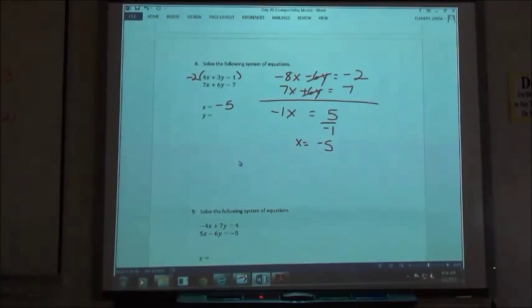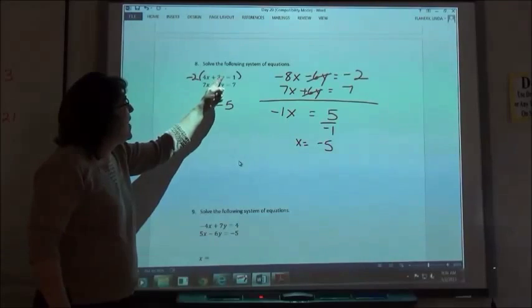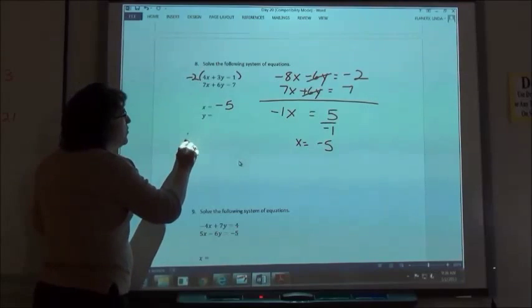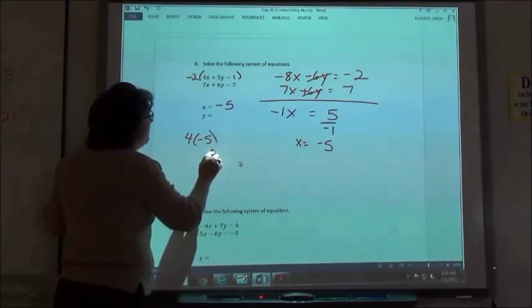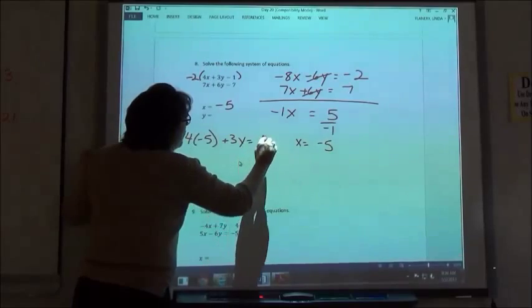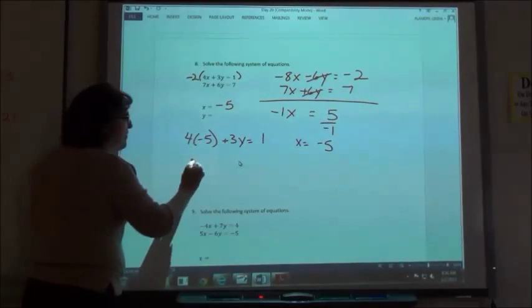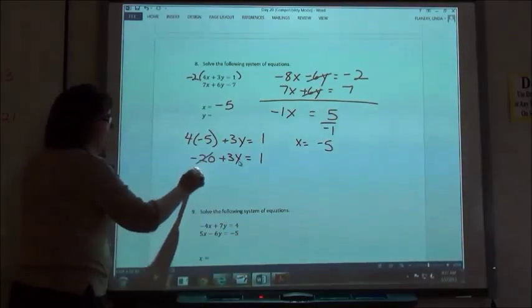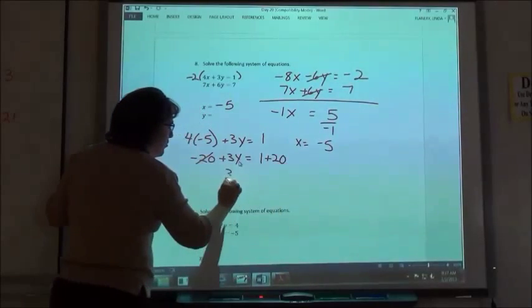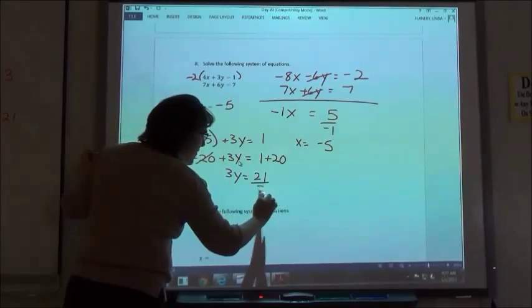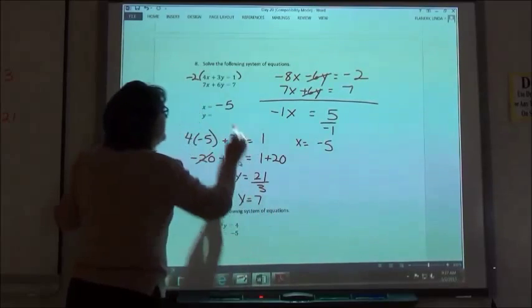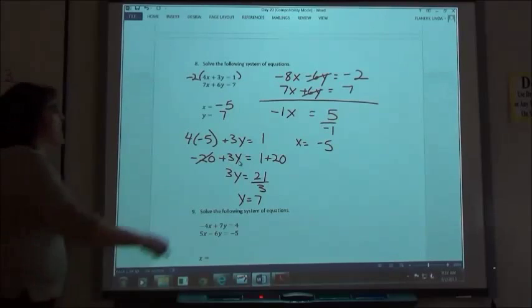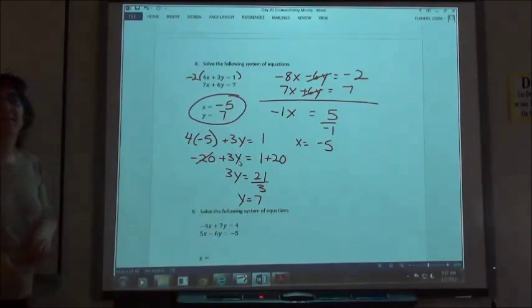Then we still have to go back and find our y. We would put the -5 in for the x value on our top equation. So 4 times the x value of -5 plus 3y equals 1. 4 times -5 is -20 plus 3y equals 1. Adding my 20, 3y would have equaled 21, and dividing by 3, y equals 7. So you'll want to fix number 8 there because the answers there should have been -5 and +7.